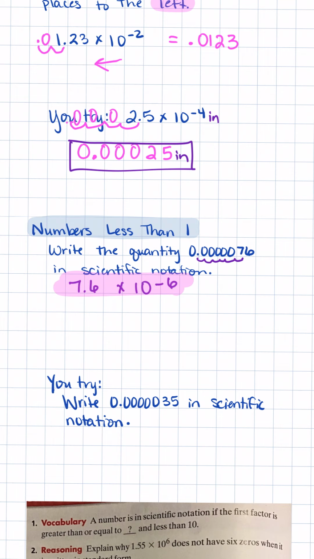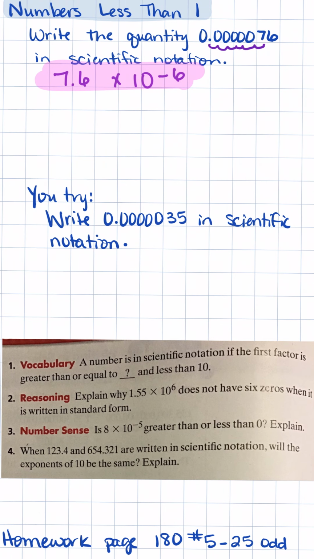So now you try it. Write 0.000035 in scientific notation. Come back to me when you're done. Okay, you should have got 3.5 times 10 to the negative 6th power.